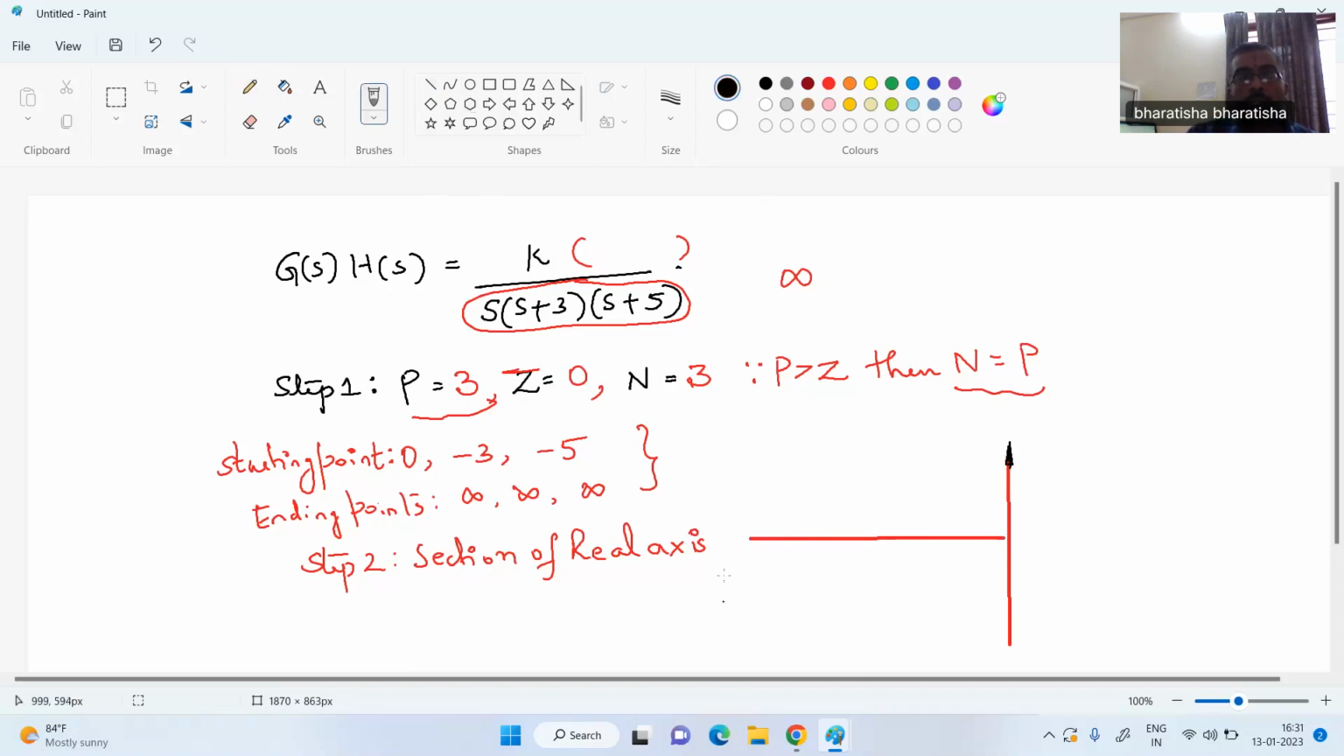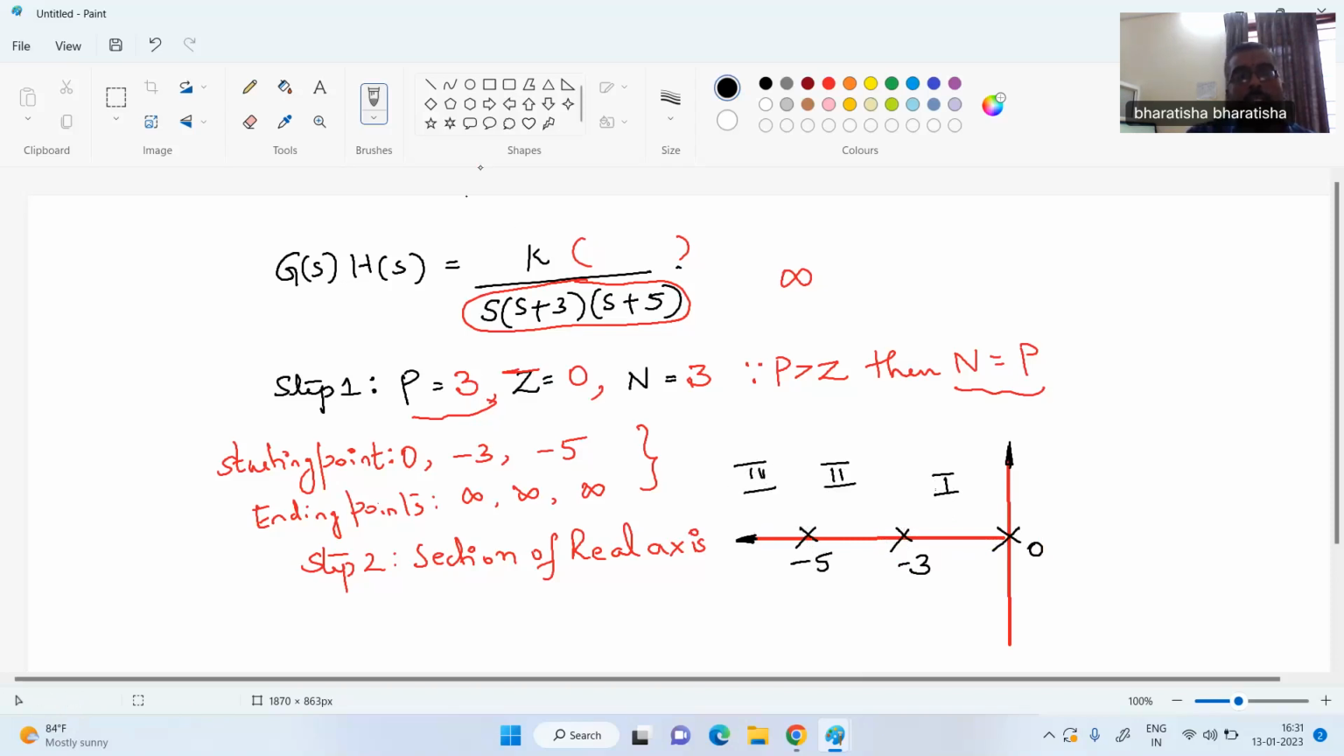Is it clear? So you have to start plotting the poles. One pole is at 0. The other pole is at -3. And one more pole is at -5. Now here you take the sections. The first section is between 0 and -3. The second section is between -3 and -5. Then after -5 is the third section.